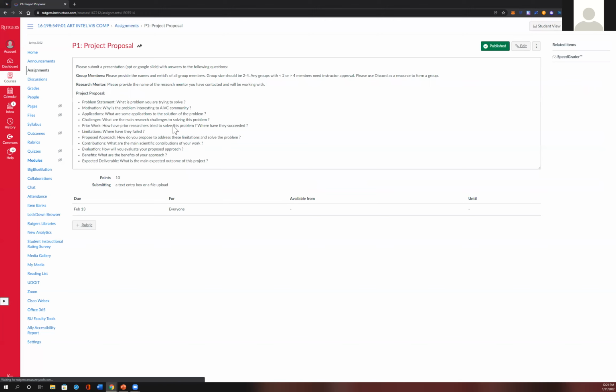This will essentially be an elaborated version of the preliminary proposal. So once again, group members. At this point, very soon on Discord, we will start introducing you all to some of the research mentors that hopefully will play an active role in this class, providing you all with advice on your projects. So if you have interacted with a mentor, you should state the name of that individual here. And the proposal will now take a slightly more elaborated form.